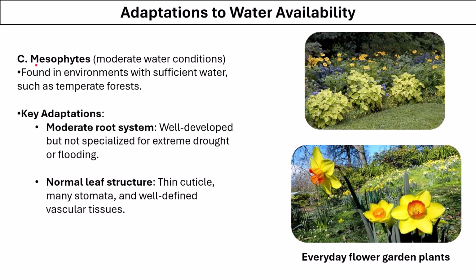Mesophytes occupy environments with a moderate and reasonably reliable supply of water. Many familiar garden plants and temperate forest species are mesophytes. They usually have well-developed roots, moderate cuticle, numerous stomata, and vascular tissue that suits ordinary and not extreme environmental conditions.